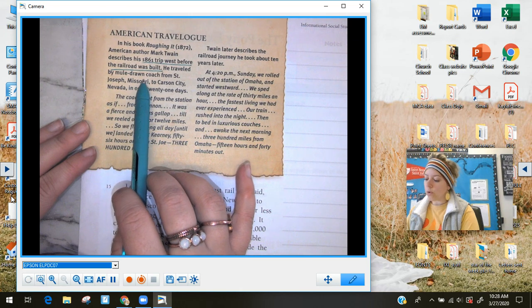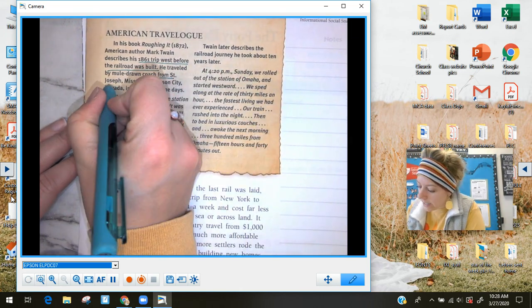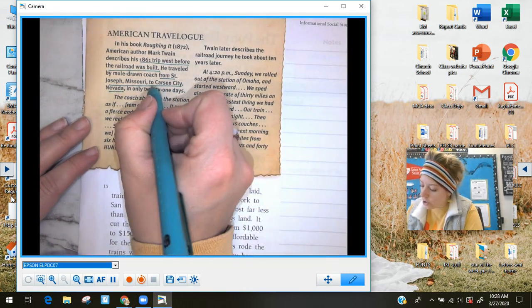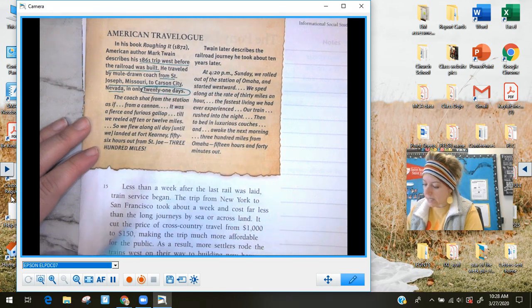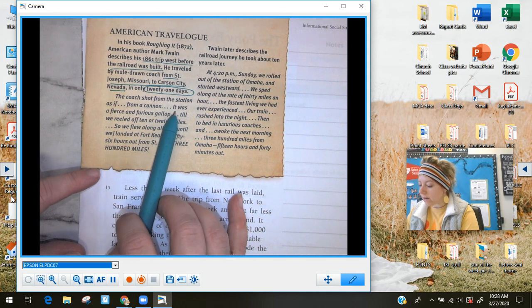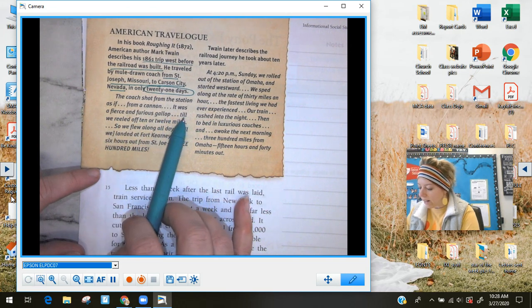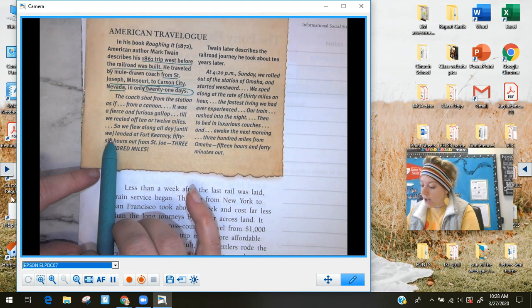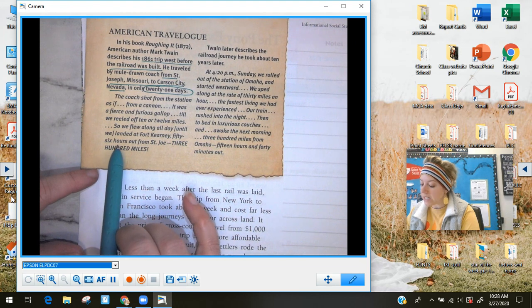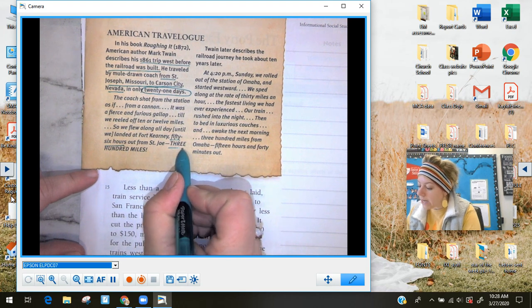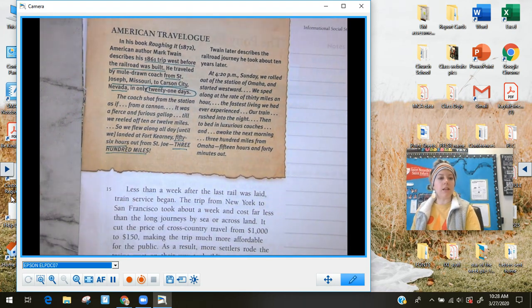He traveled by mule-drawn coach from St. Joseph, Missouri to Carson City, Nevada in only 21 days. The coach shot from the station as if from a cannon. It was a fierce and furious gallop till we reeled off 10 or 12 miles. So we flew along all day until we landed at Fort Kearny, 56 hours out from St. Joe, 300 miles. So that's how long they traveled, 300 miles.